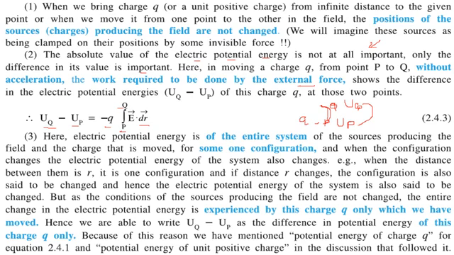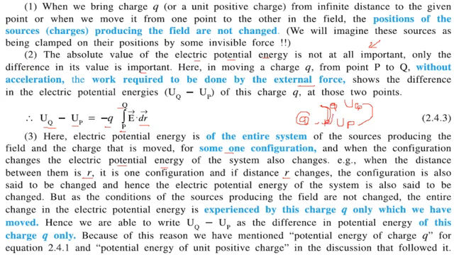The electric potential energy of this entire system, the sources producing the field and the charge that is moved, depends on the configuration. When the configuration changes, the electric potential energy also changes. That is, when the distance between them is, say, R, it is one configuration, and if R is changing, the configuration is said to be changed, and therefore the electric potential energy of the system also changes. It will vary because R, the distance, has changed.